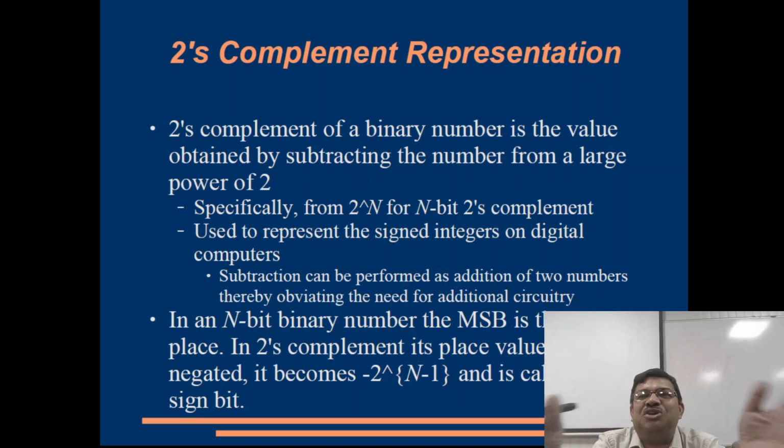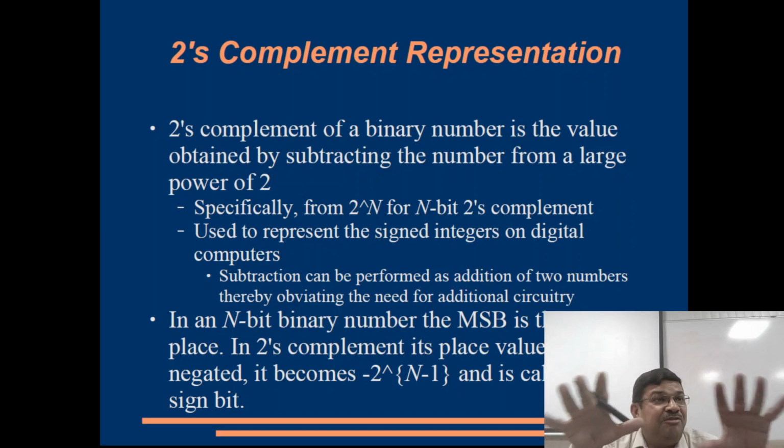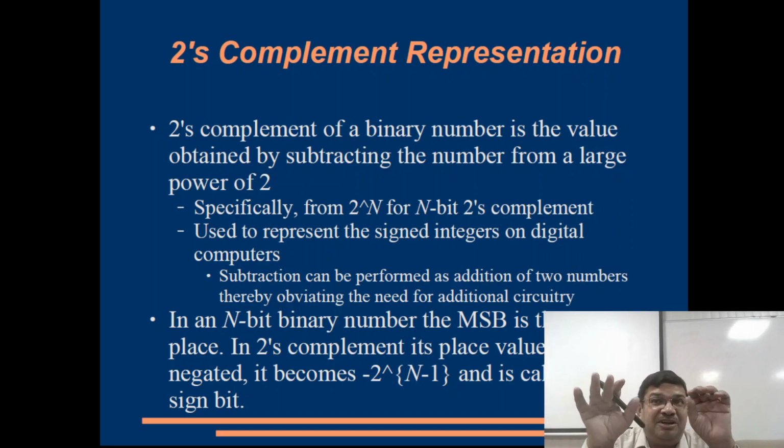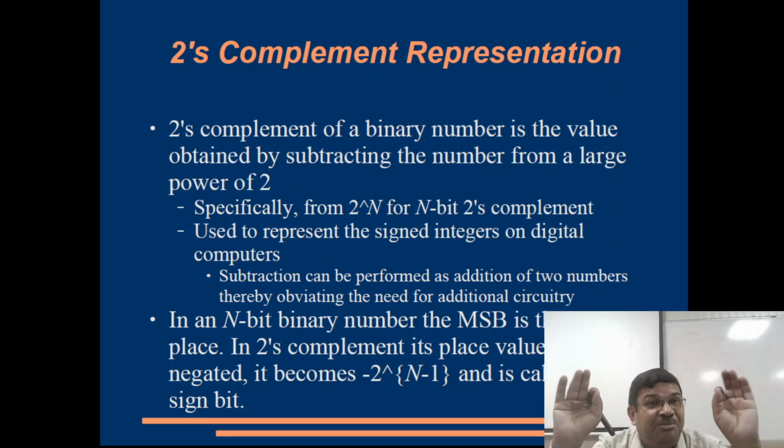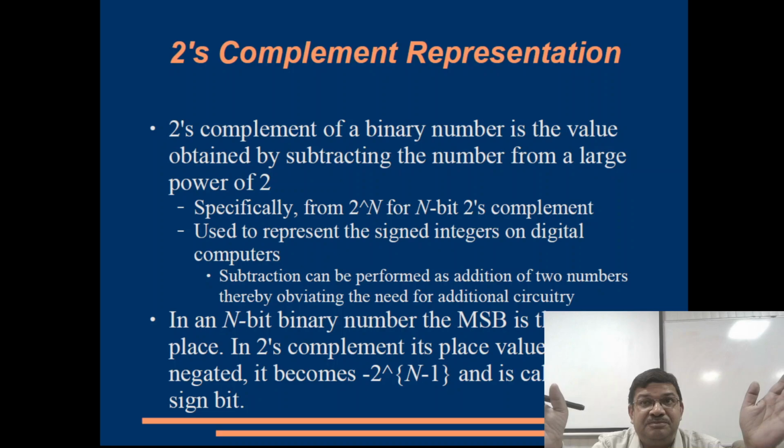So 2's complement of a binary number is the value obtained by subtracting the number from a large power of 2, next large power of 2. So for example, again, if you look at it, we are using the limitation of integer representation to our advantage. We are trying to use the phenomena of overflow, the rollback, right? We'll see how that happens.